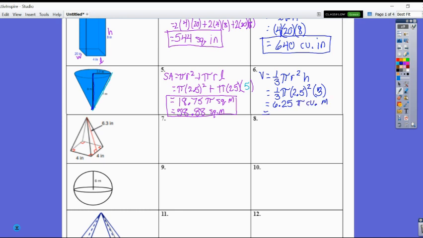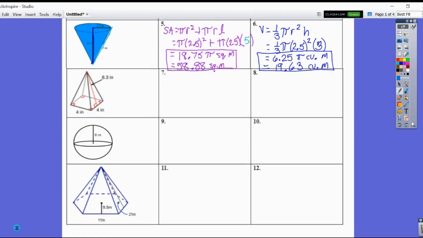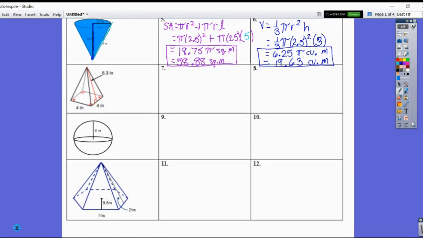Or if you wanted that as the decimal, you'd be talking about 19.63 cubic meters. We are well on our way then with these calculations. So next up, in 7 and 8, we're looking at a pyramid.